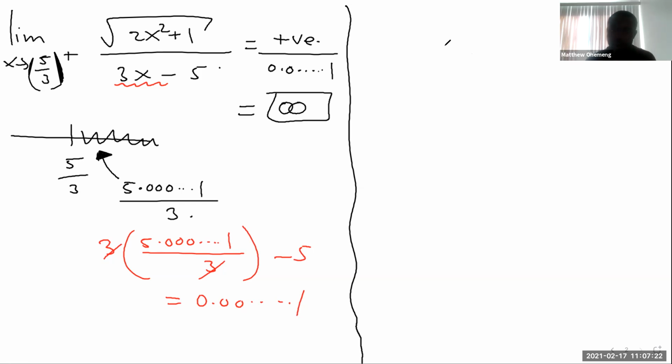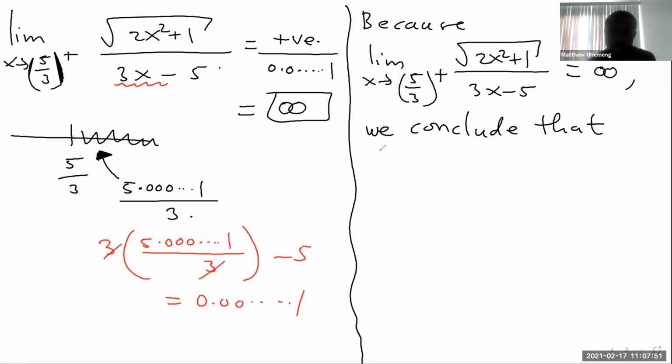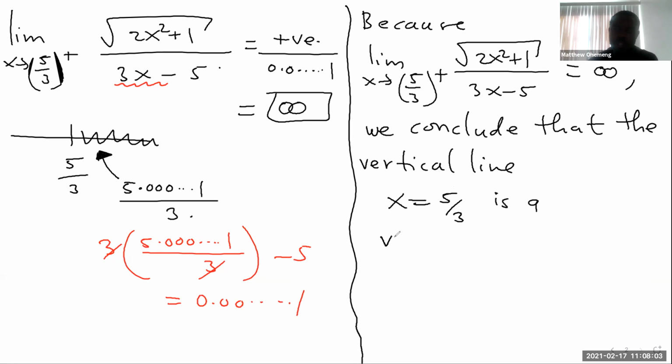Hence, we can conclude that, because the limit as s approaches 5/3 from the right of this is infinity, the vertical line x equal to 5/3 is a vertical asymptote.